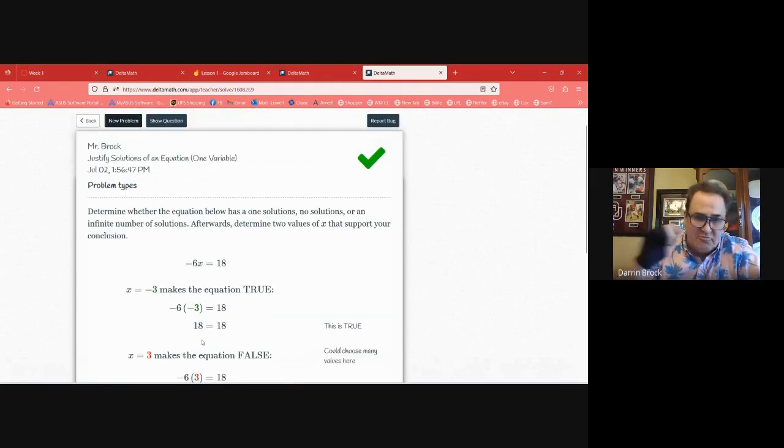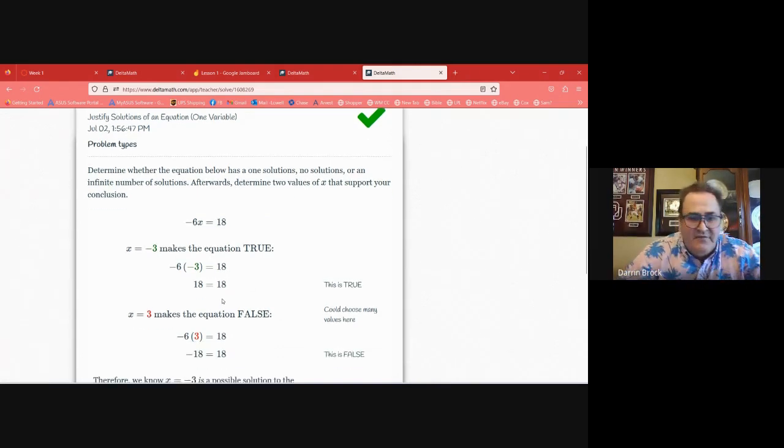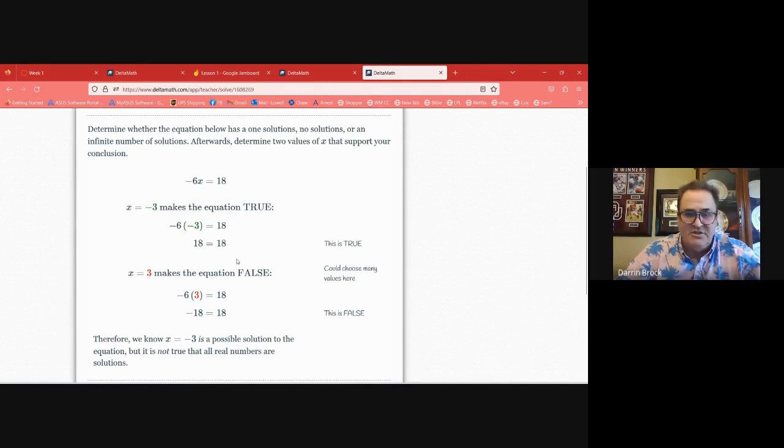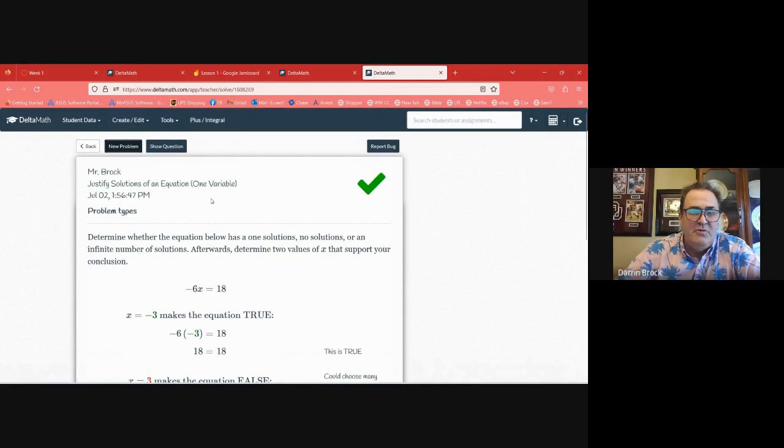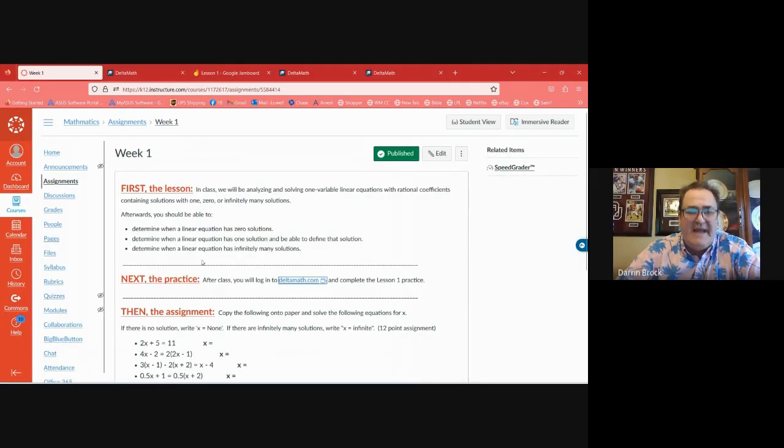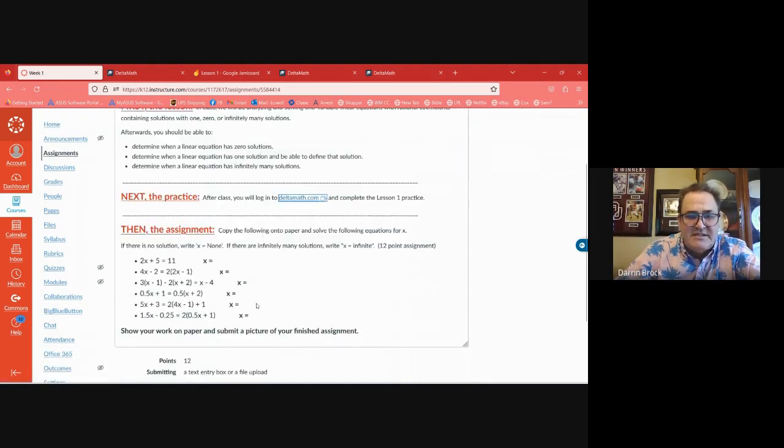Now, even if you get it wrong, it's going to show you how to do it correctly. That's why I like this for practice. If you put in the wrong values in here and say this had infinitely many solutions, this will show you how to work it correctly afterwards. And so once you have 8 of these correct, it will show you're complete. So once you have 8 problems done correctly on Delta Math, it will show you're finished with the practice. Then you have this assignment.